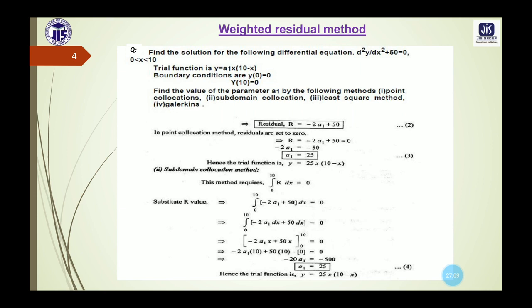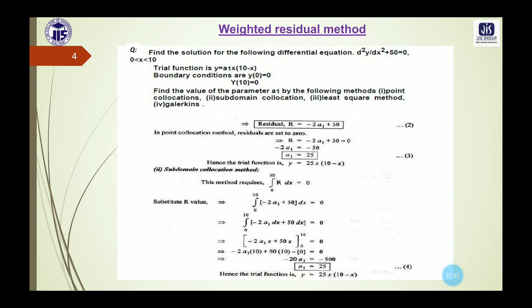So that means putting the value of x equals to 0, we are getting minus 20 a1, this is equals to minus 500. So that means a1 is equal to 25. So using the subdomain collocation method, that means integration 0 to 10 r dx equals to 0, using this relation also we are getting the same value of the parameter a1, which is 25.